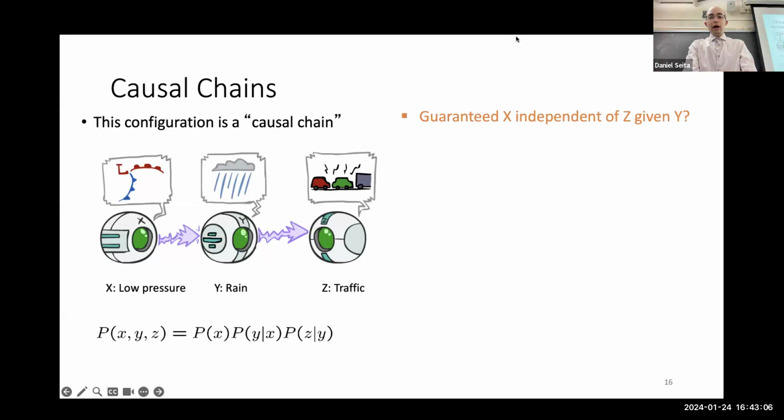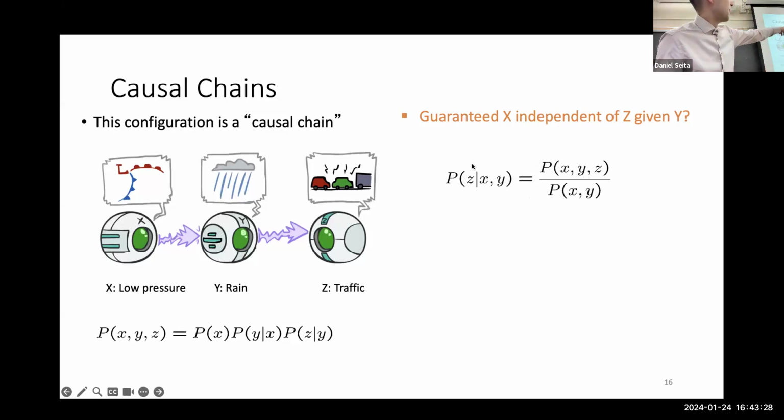What about X is independent of Z given Y? Is that guaranteed? I mean, if I say no on the first slide, then I give you the next slide, you kind of know that the answer changed, right?